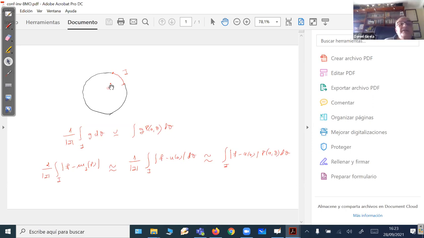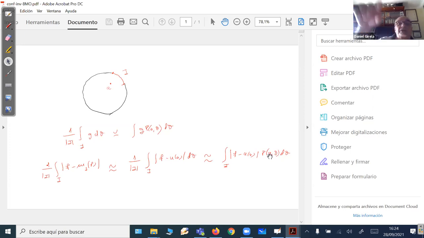So more or less what happens is that the mean of F over the interval I can be thought of as equivalent to U of a, where U is the Poisson integral of F. Also, if we take F minus that mean, we are saying that more or less we can substitute this mean by U of a. And then the other thing is that the mean of F minus U of a over the interval can more or less be substituted by the integral in T: instead of taking here the mean of this, what we take is the Poisson integral of it.